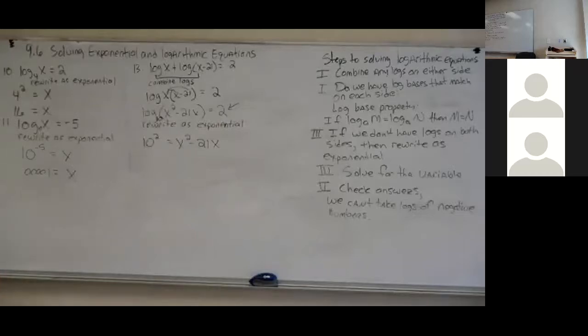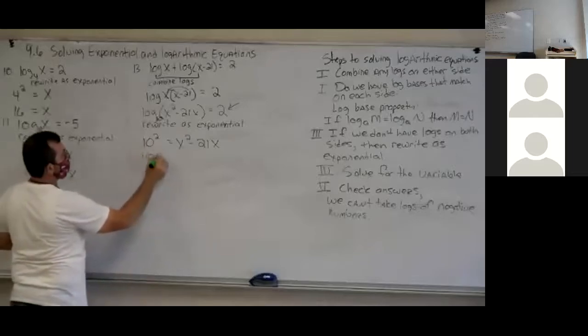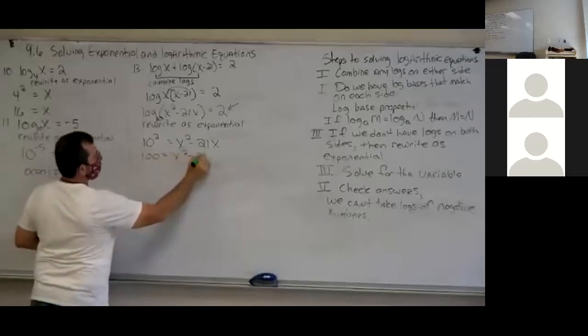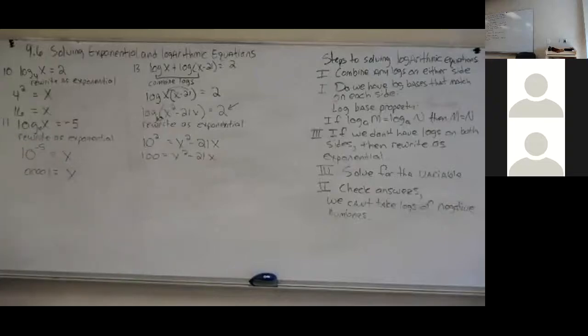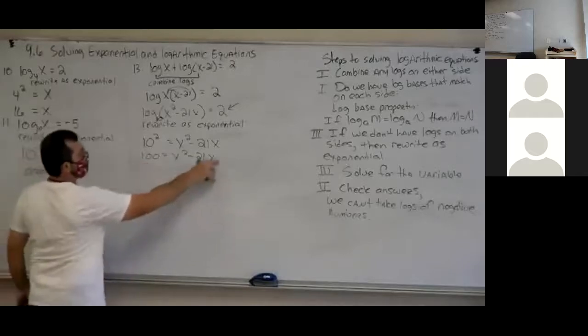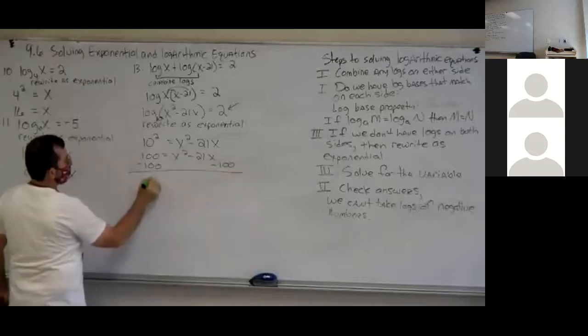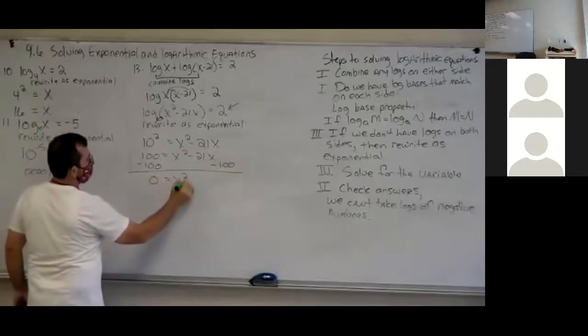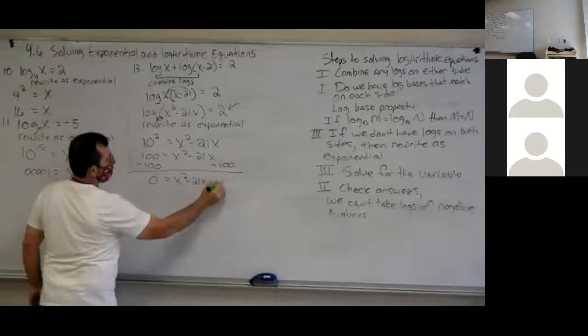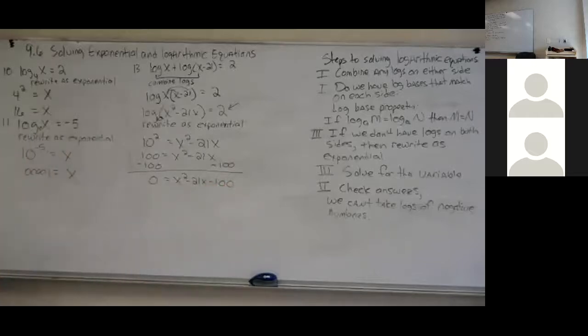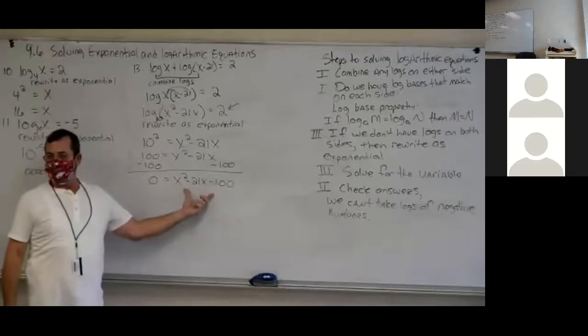All right, so what's 10 squared? I got 100 equals x squared minus 21x. All right, you got x squareds in this one. So that means everything needs to be on one side equal to 0. So I'm going to subtract my 100 from both sides. And I get 0 equals x squared minus 21x minus 100. So, now we get to factor this.